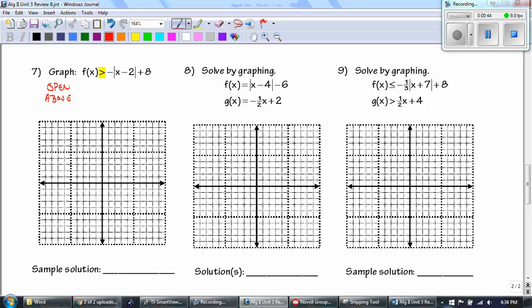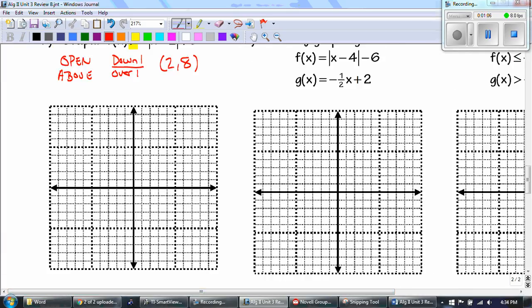Okay, after that, I'm looking at that negative, and that negative is telling me that I need to go down 1 over 1. And the last thing we need is our vertex, and I take the opposite of the negative 2, and then my 8 stays the same. All right, so as we're graphing this, I'm going to positive 8, which is right here, and I go down 1 over 1, and I'm going to skip every other point just so you guys can see my dashed line.